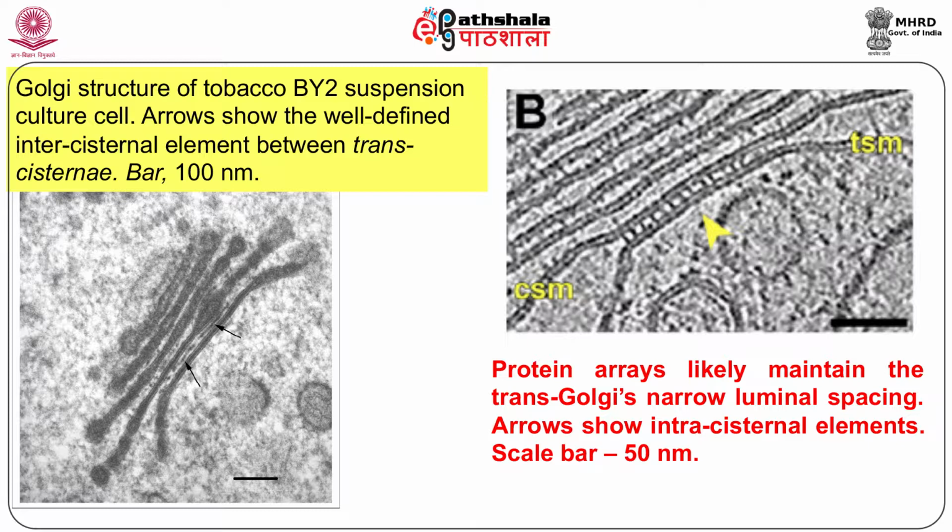The complete structure of Golgi is stabilized by presence of intercisternal elements. These are fibrous, electron opaque elements observed between trans cisternae of plant Golgi stacks. These protein crosslinks hold cisternae together. The intercisternal elements are shown by arrows in the figure.